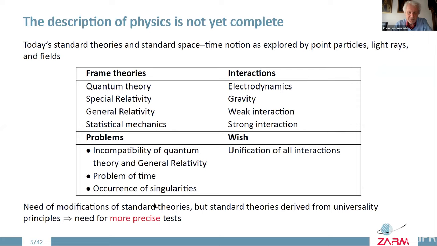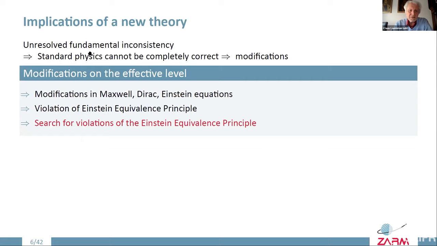Since these theories are not compatible, this means that our standard theories cannot be true in total. So there should be some deviations from the fundamental principles, that is, deviations from the Einstein equivalence principle. And this requires more precise tests. If we have a deviation from standard physics, you have to modify standard physics. This can be done, for example, by deviations from the standard Maxwell equations, the standard Dirac equation, or the Einstein equation. This then necessarily would lead to violation of the Einstein equivalence principle. And this means that we have to search for violations of the Einstein equivalence principle.